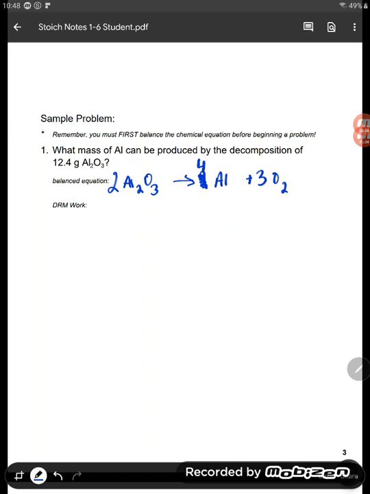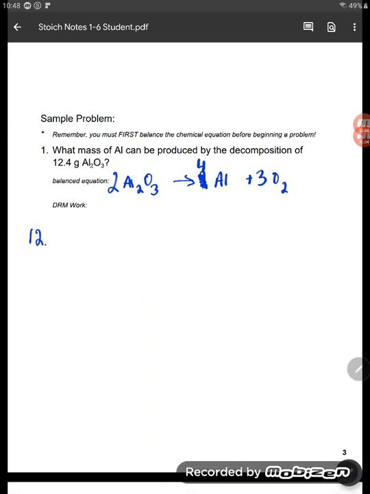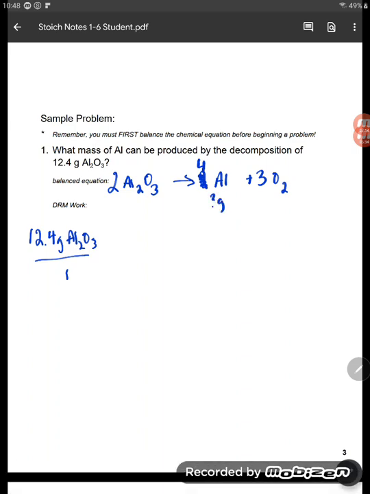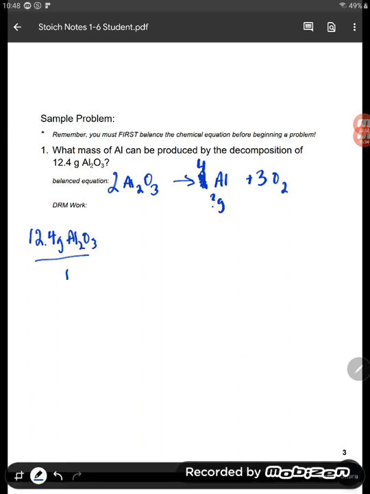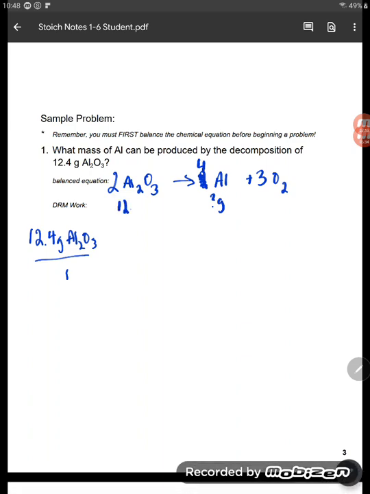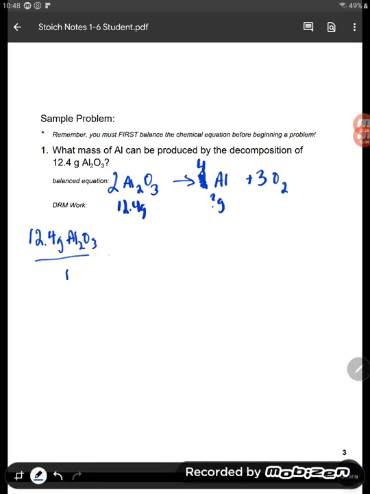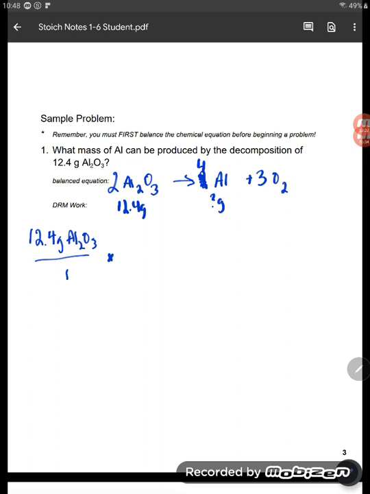So let's go ahead and set up our work following our double roadmap or reference document. So we'll take our given over 1. That's the first thing that we want to do. So 12.4 grams of the Al2O3 over 1. We're asking for what mass of aluminum. So we know that we're looking for grams of aluminum given 12.4 grams of the aluminum oxide. So our double roadmap or reference document tells us that we need to convert to moles first.